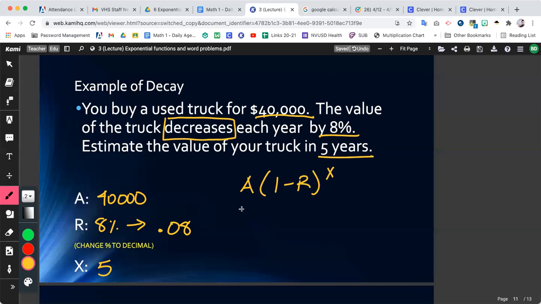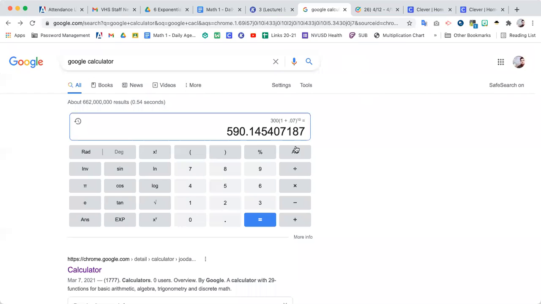Okay. Let's plug in numbers. 40,000 times (1 minus 0.08), and then X is 5. So the truck started at $40,000. It decreases in amount 8% each year for 5 years. Let's see how much it's worth after 5 years.